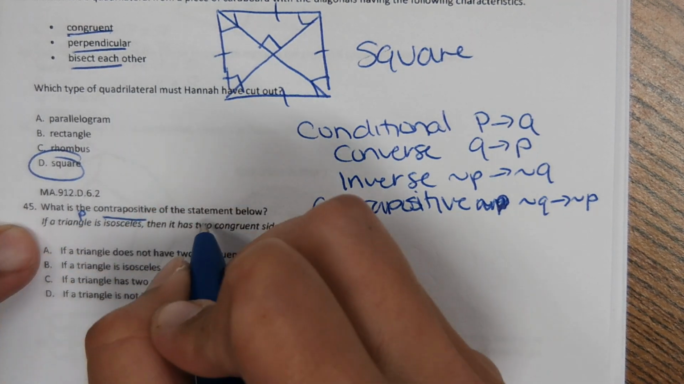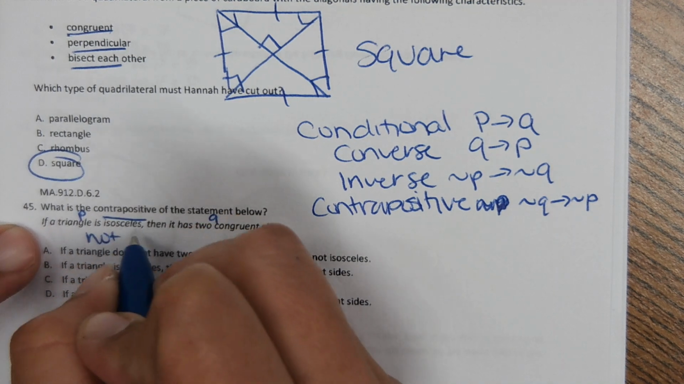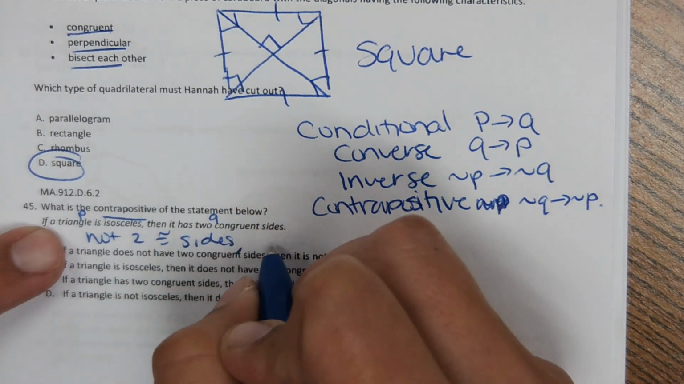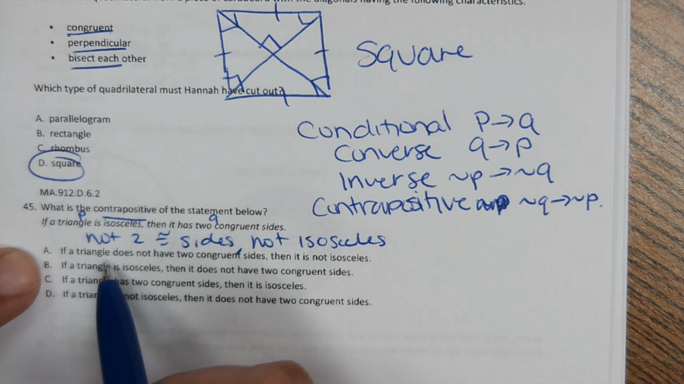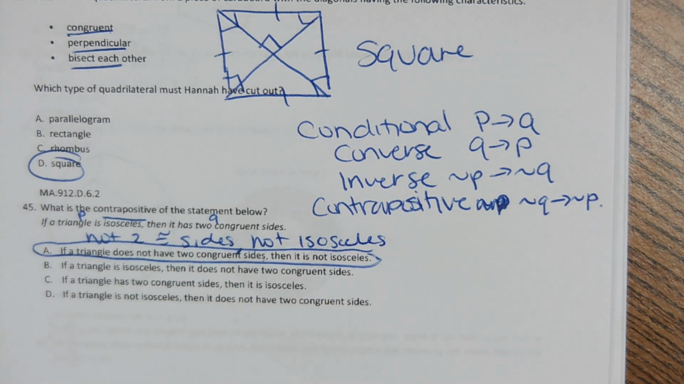So in this conditional, this is P and Q, so not Q. So it does not have two congruent sides. And then not P, not isosceles. So this is the answer I'm looking for. Okay, so it's A.